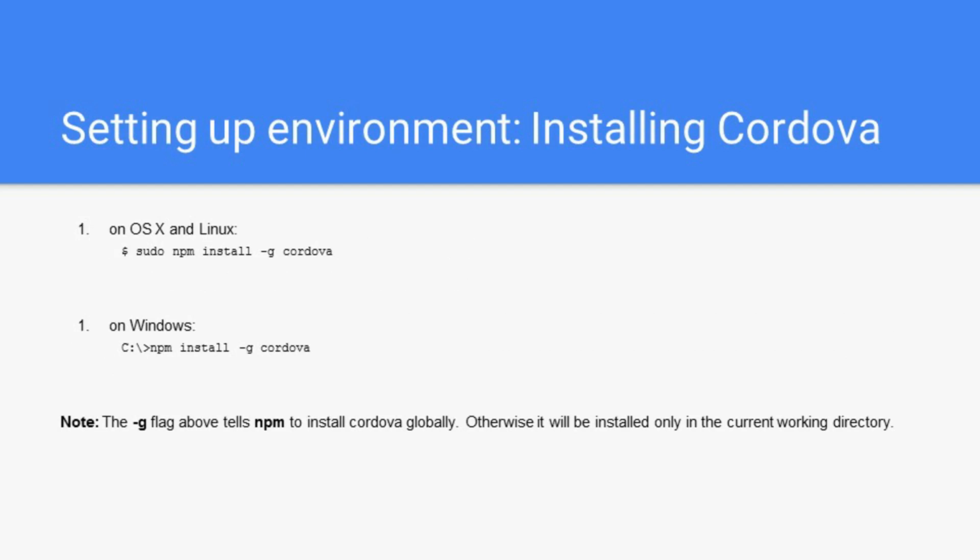On OS X and Linux you can run the command sudo npm install -g cordova, while on Windows it's the same without the sudo command. Note, the -g flag above tells npm to install Cordova globally, otherwise it will be installed only in the current working directory.